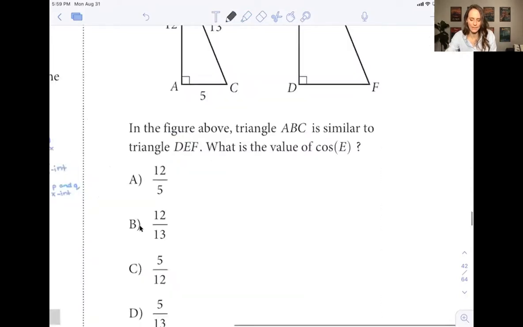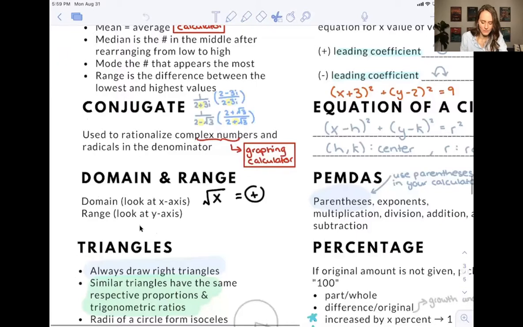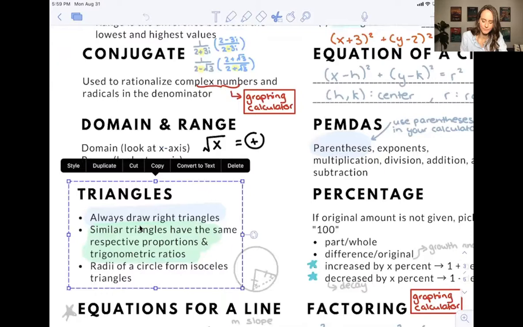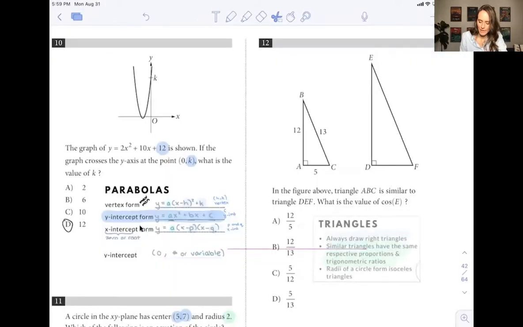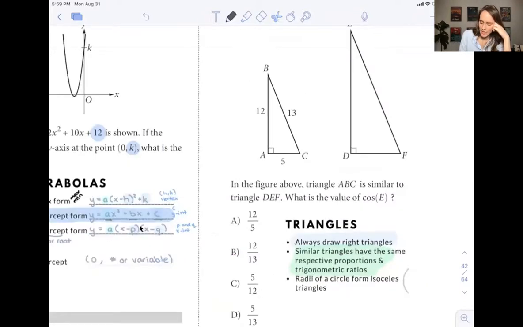Let's look at number 12. So they give us 2 triangles. So in my mind, I'm thinking about, what are my core concepts for triangles? And I'm just going to grab them right here. And they say in the figure above, triangle ABC is similar to triangle DEF. And similar triangles have the same respective proportions and trigonometric ratios. What is the value of cosine E?